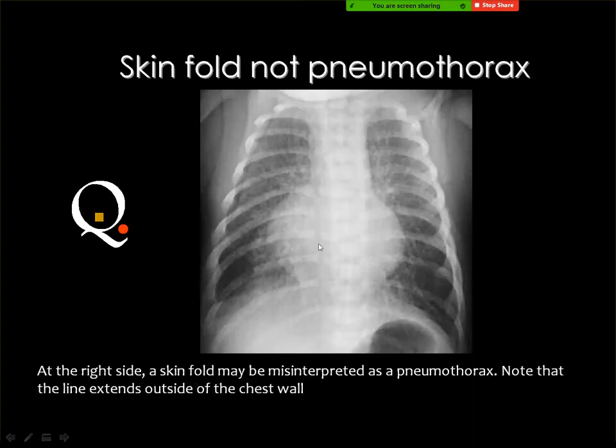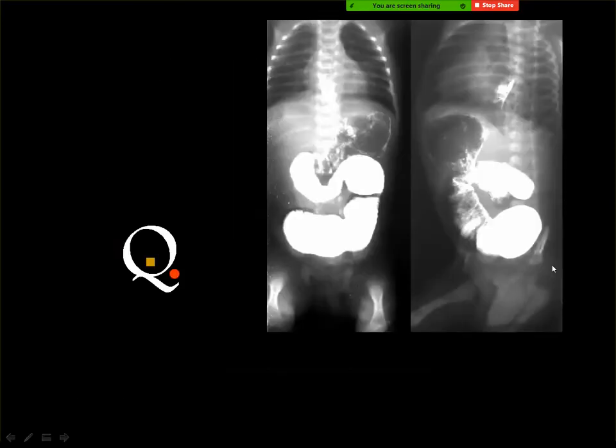In neonates, whenever they are obtaining a chest X-ray, there may be skin folds. And these skin folds may be mistaken for a pneumothorax. The best diagnostic clue is that you can see the fold extending outside the chest. And this means that this is a skin fold and not a pneumothorax.